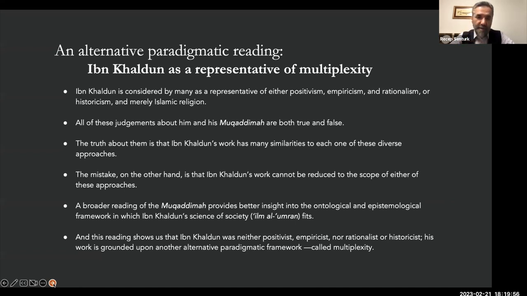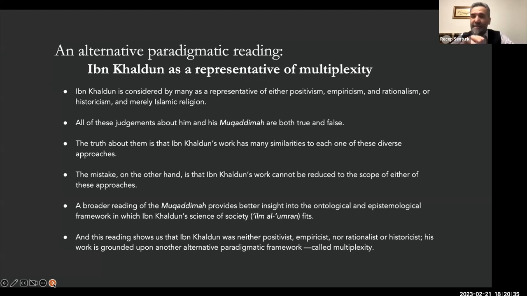So what is he then? His multiplex approach combines all these things together. A broader reading of the Muqaddimah provides better insight into the ontological and epistemological framework in which Ibn Khaldun's Science of Society, Ilm al-Umran, fits. And this reading shows us that Ibn Khaldun was neither positivist, empiricist, nor rationalist or historicist. His work is grounded upon another alternative paradigmatic framework, which we like to call multiplexity.